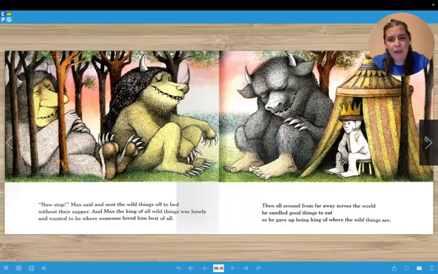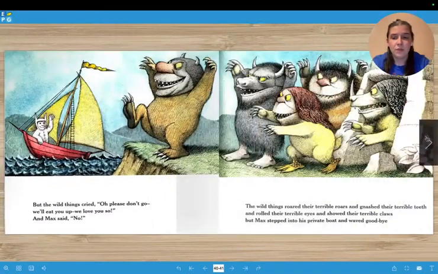"Now stop," Max said, and sent the wild things off to bed without their supper. And Max, the king of all wild things, was lonely and wanted to be where someone loved him best of all. Then all around, from far away across the world, he smelled good things to eat. So he gave up being king of where the wild things are. But the wild things cried, "Oh, please don't go. We'll eat you up. We love you so."